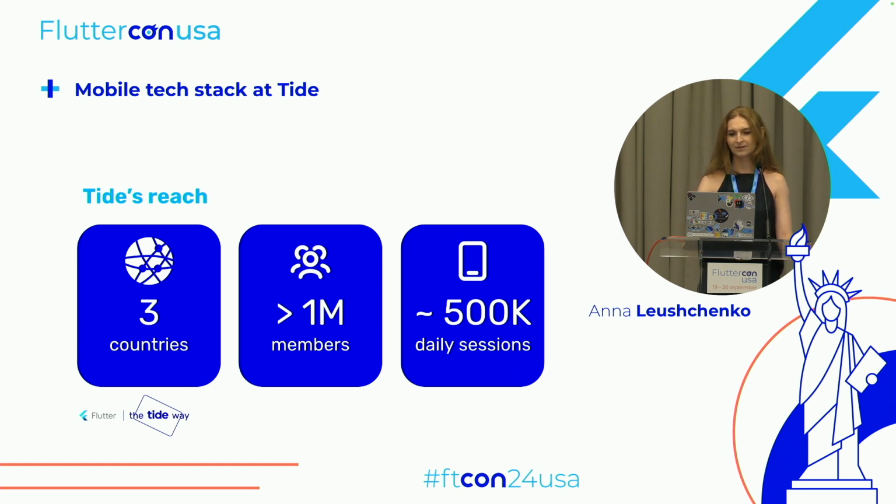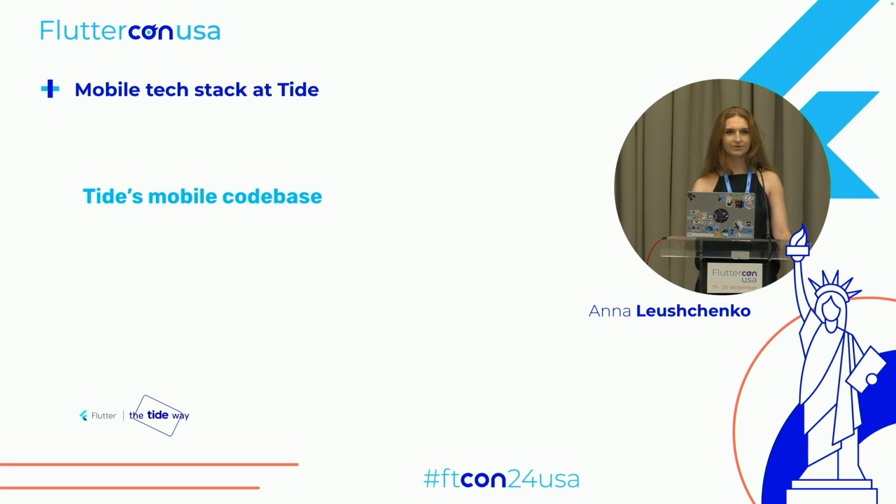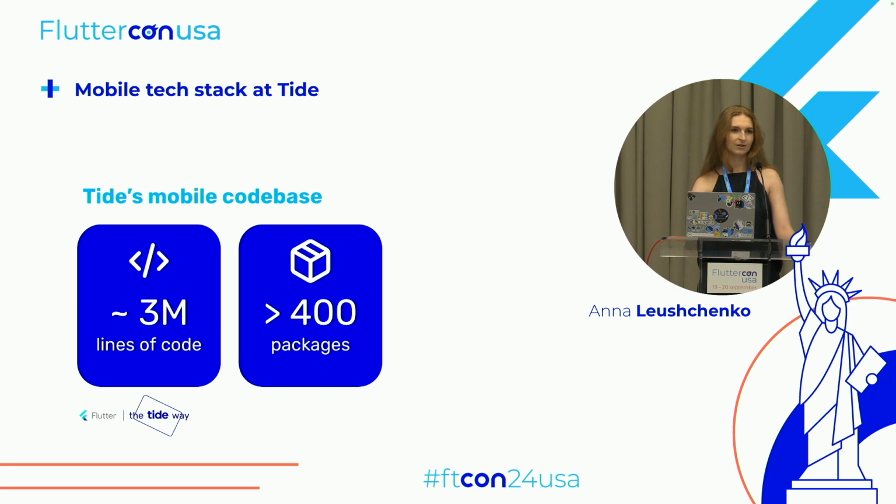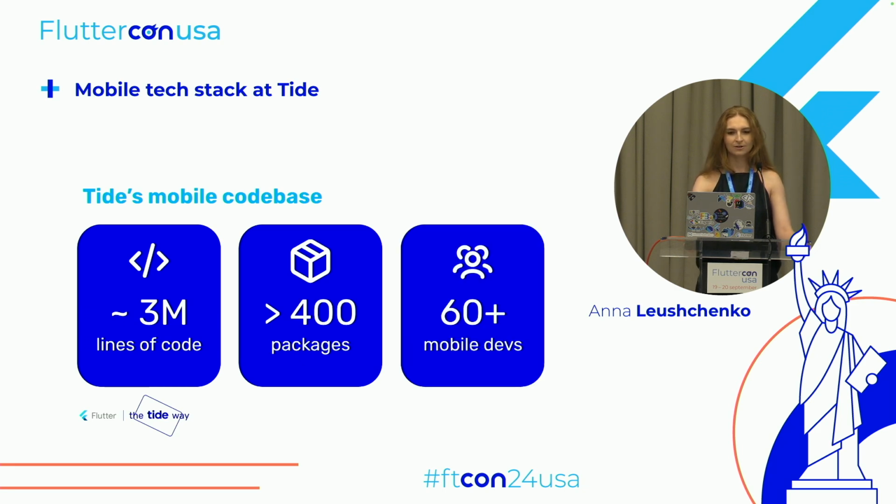And here are a few stats about our code base, which is about 3 years old. We have just under 3 million lines of Dart code organized in over 400 packages. And our team already has over 60 mobile engineers, and we keep growing. By the way, we constantly hire in certain countries, so if you're interested in joining, feel free to ping me about it.